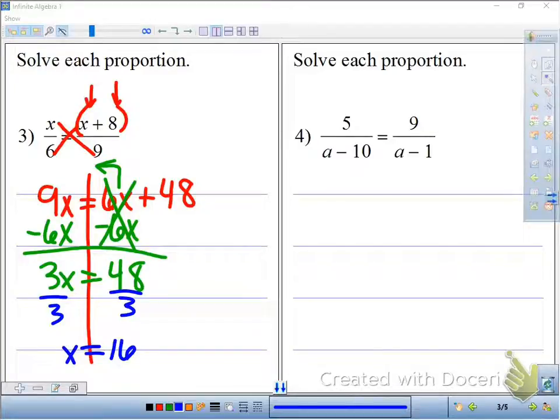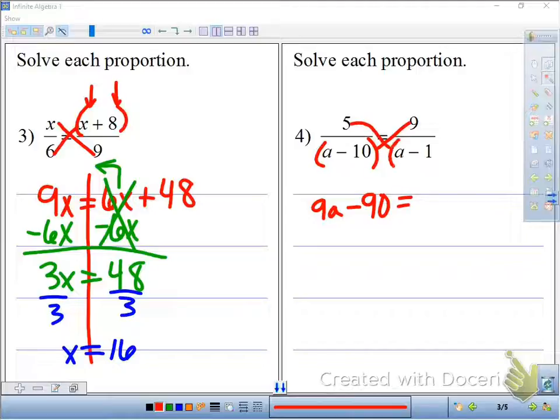Again, we have a fraction equal to a fraction. Anytime I have this scenario, a fraction equal to a fraction, we're cross multiplying. So I'm going to go 9 multiplied to the a minus 10. I'll make sure I multiply it to both of them. So 9 times a is 9a. 9 times negative 10 is negative 90.